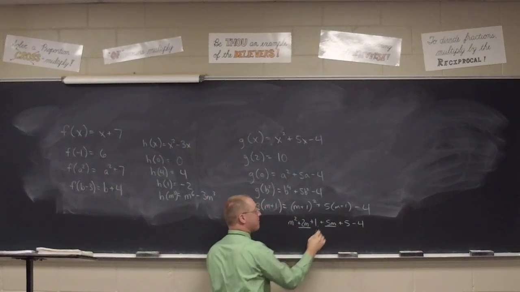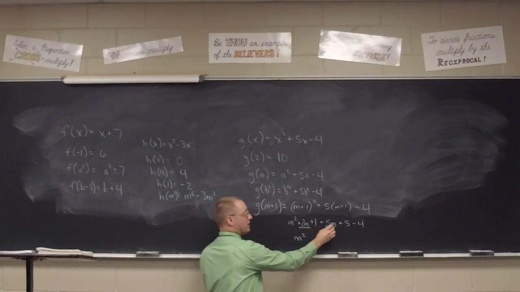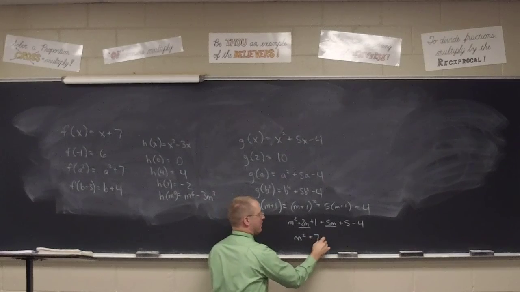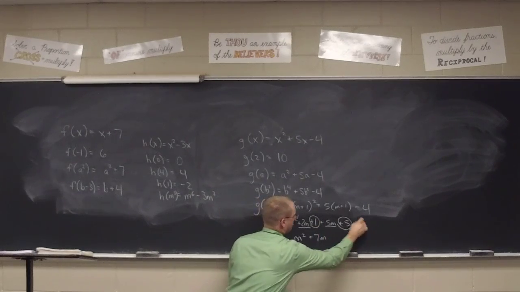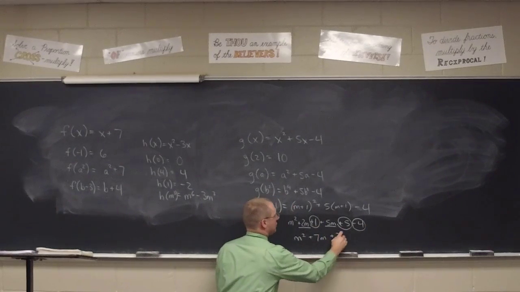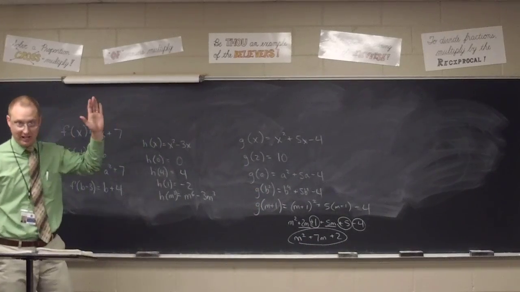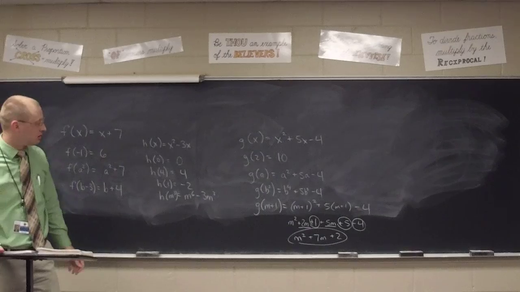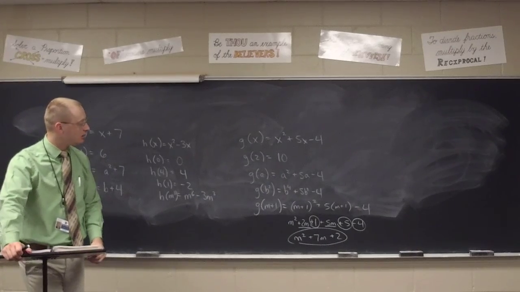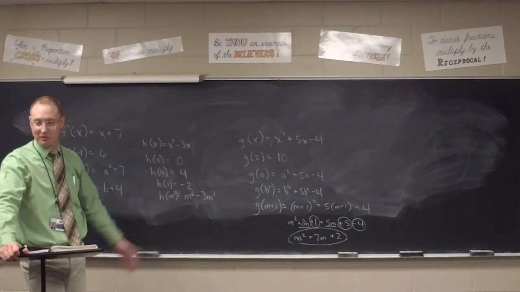I can combine the m's together to get m squared, then 7m, and then all the constants can combine to get positive 2. And there's my answer. How many have this simplified answer? For the last one, I was thinking like a squared plus 5a minus 4. That's all you can do, right?